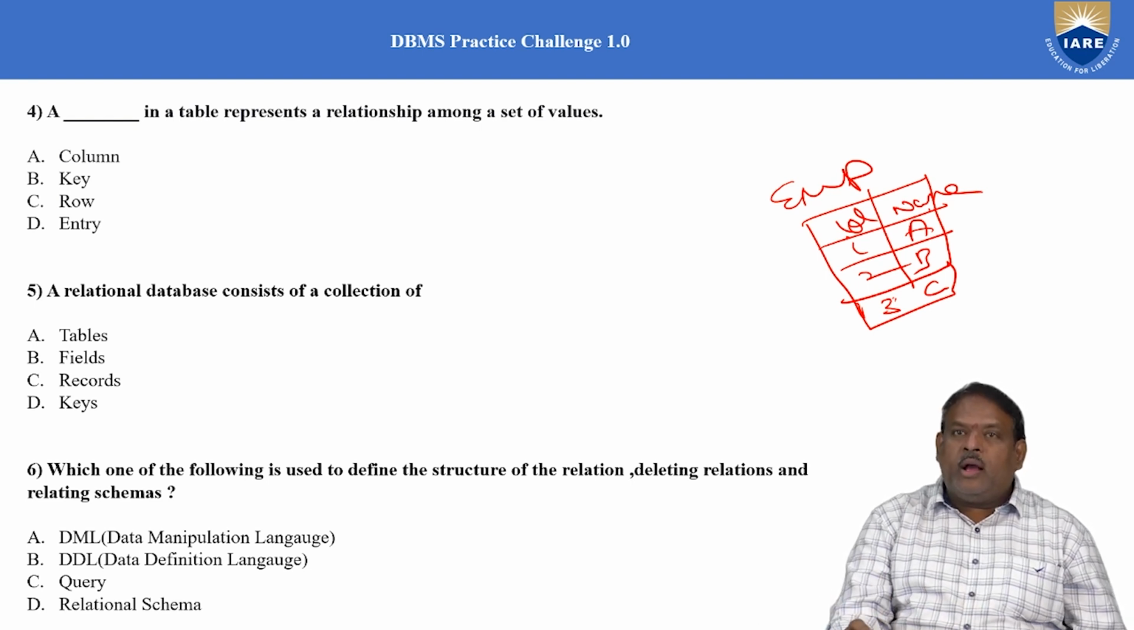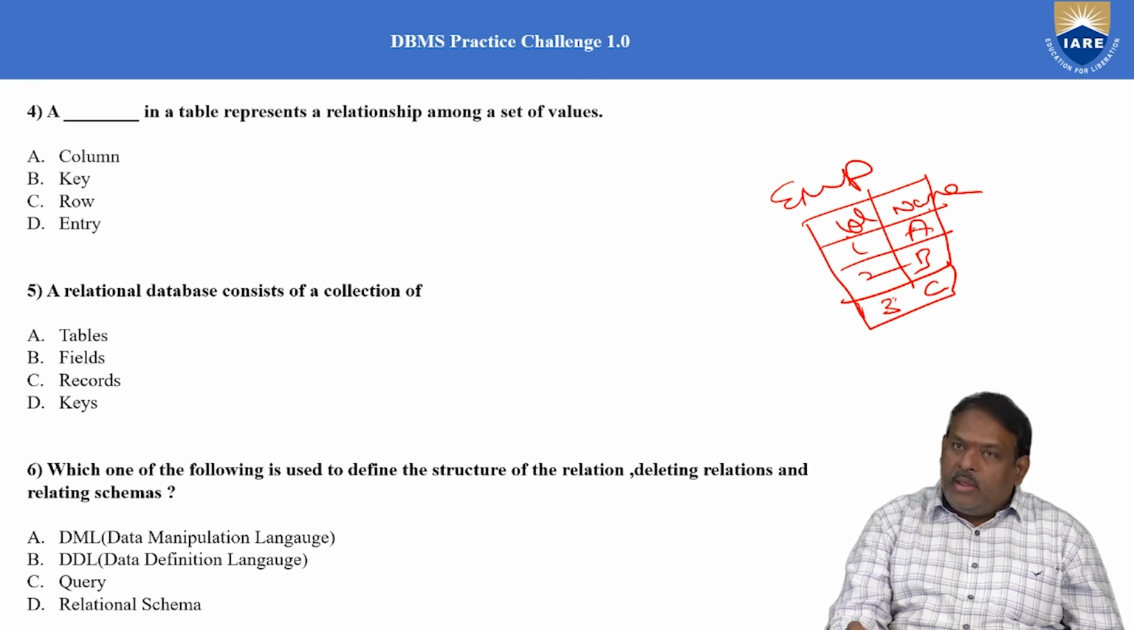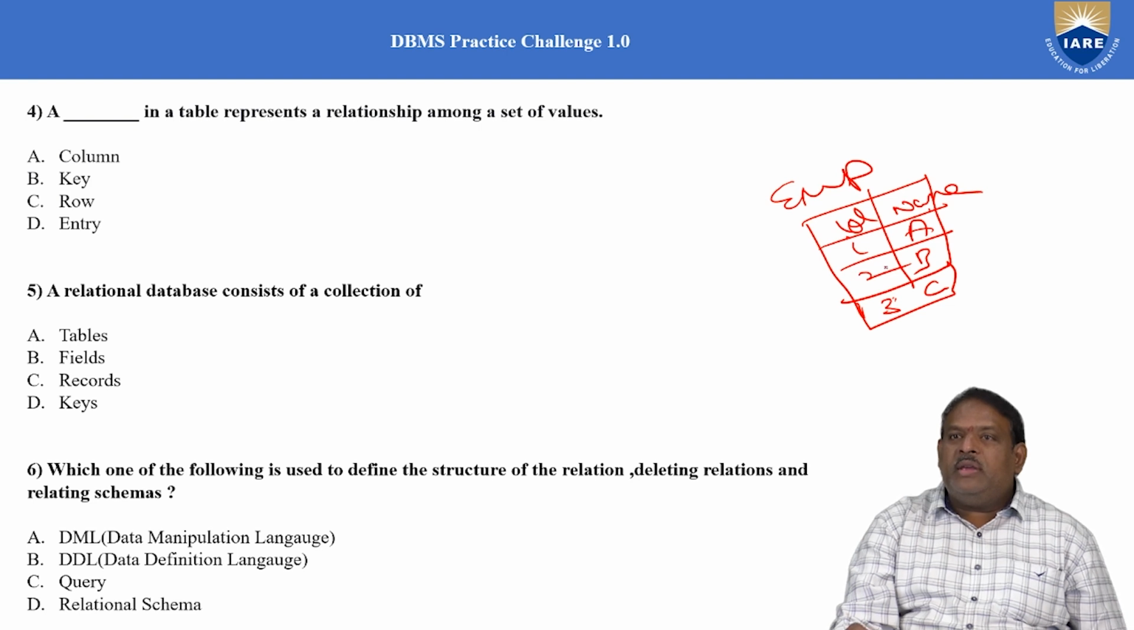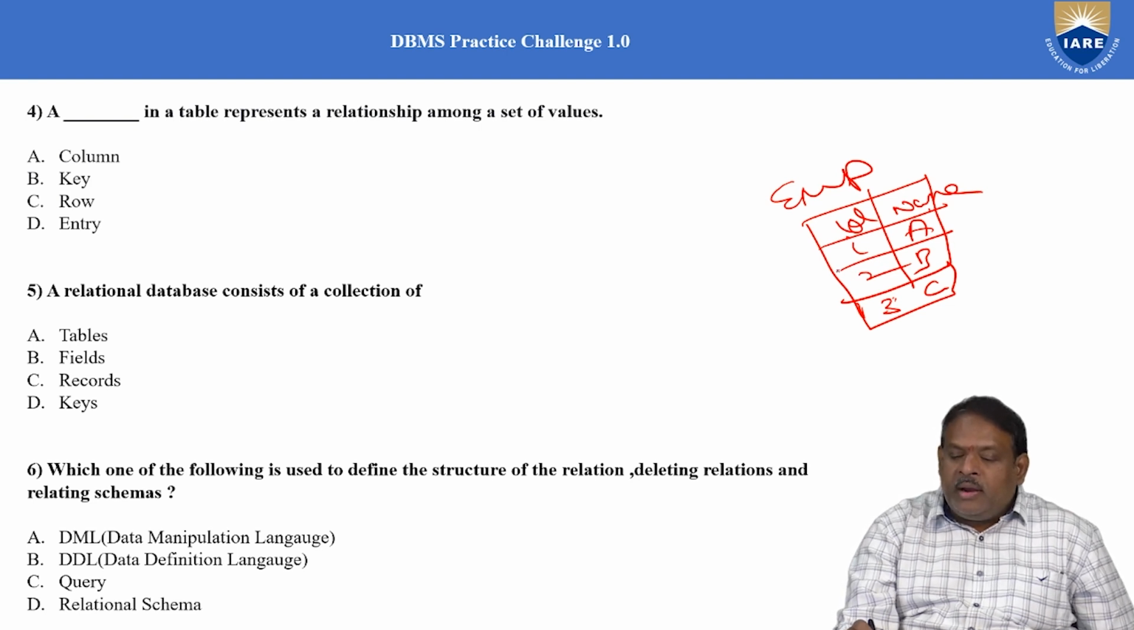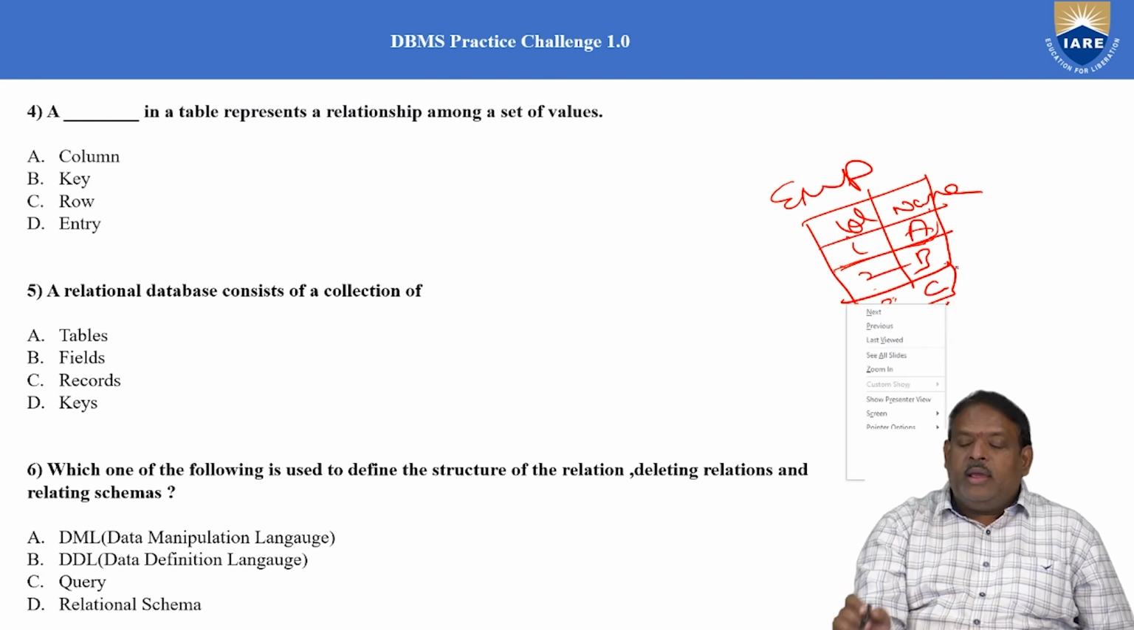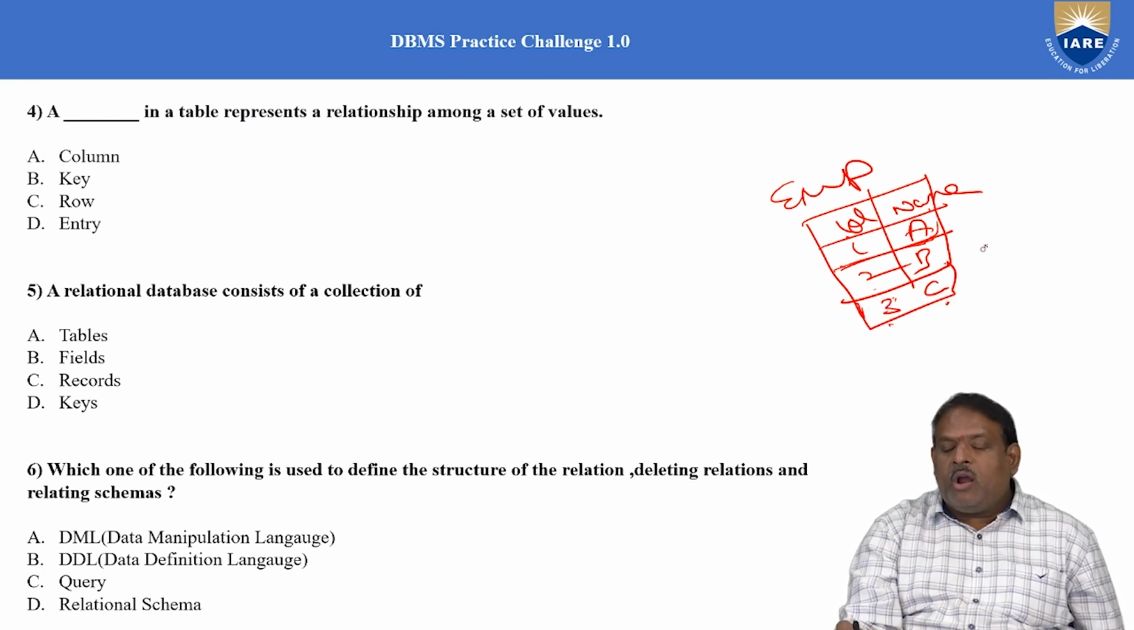Now how is A related to 1? How is 1 related to A? By seeing this table, you can say employee ID of 1 has the name A. Similarly, employee ID of 2 has the name B. So this is a relation. So ID 1 and A is a relation. Similarly, 2 and B is a relation, and 3 and C are relations. So in a table we have columns and rows, and each row is a relation.